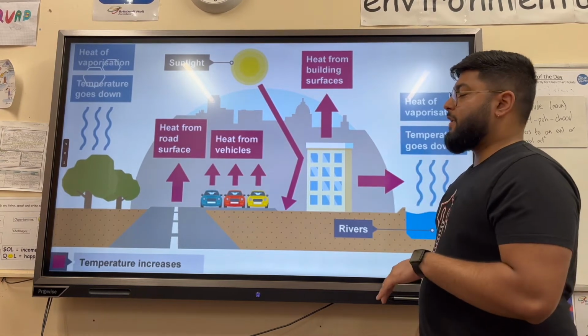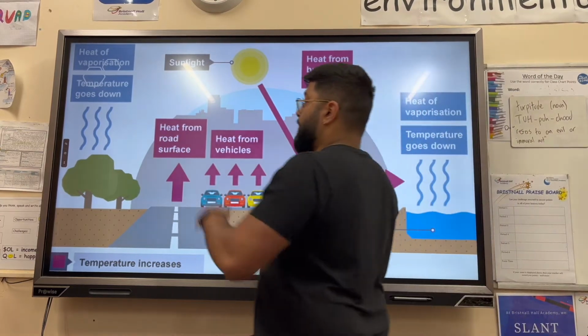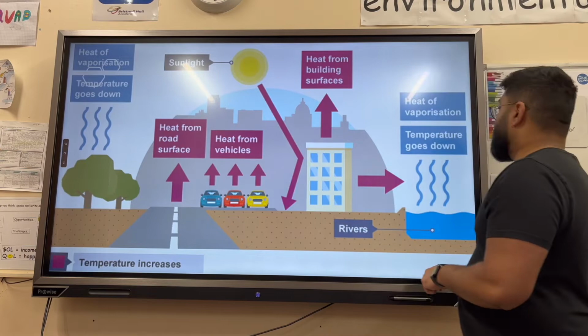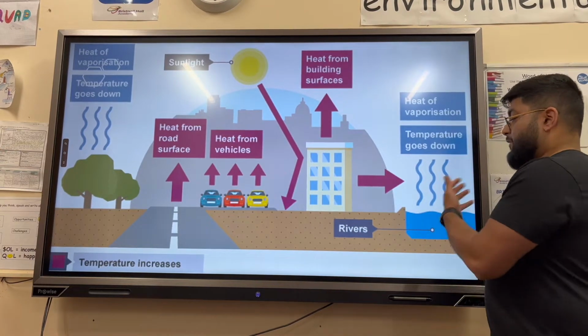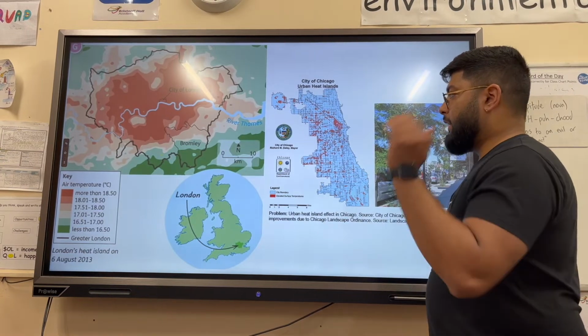But we can also have things that cool a microclimate. So the temperature can go down because heat is released during evaporation, but we can also have evaporation at the sea. That's going to cool us down because the heat will be moving into the upper atmosphere.